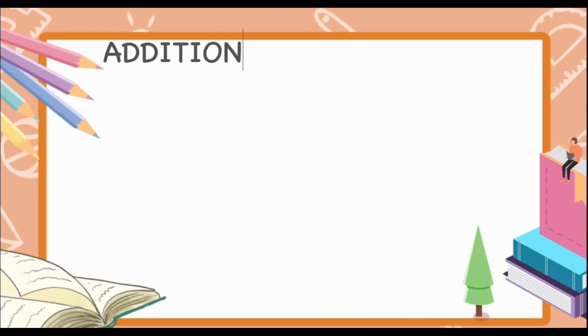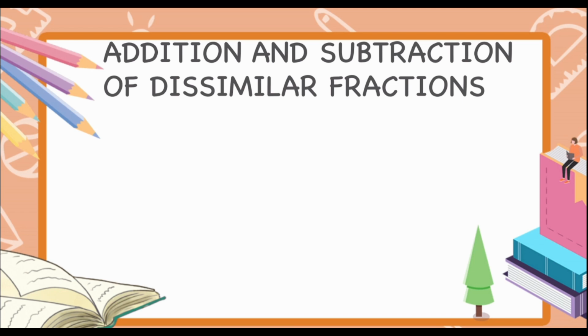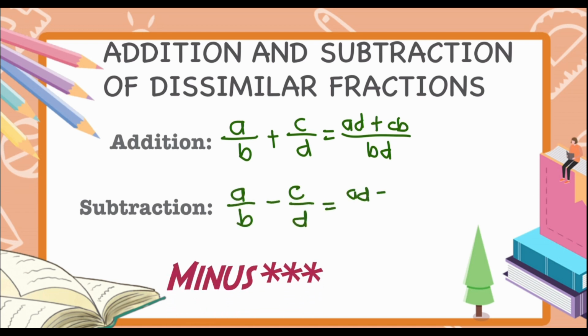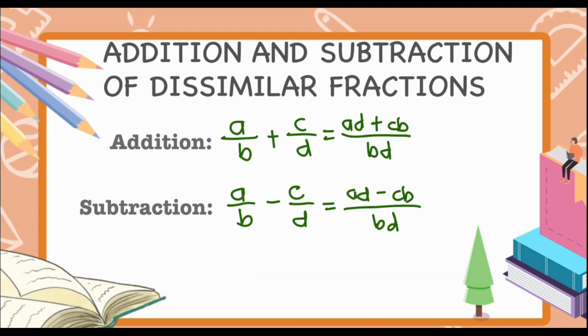Okay. So, for addition and subtraction of dissimilar fractions, this is the mnemonic that you need to remember. A over B plus C over D is equal to A times D plus C times B over B times D. And for subtraction, we have this mnemonic. A over B minus C over D is equal to A times D minus C times B over B times D. That is the shortcut, the shortest possible way.